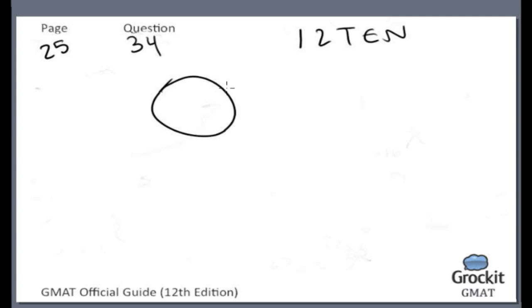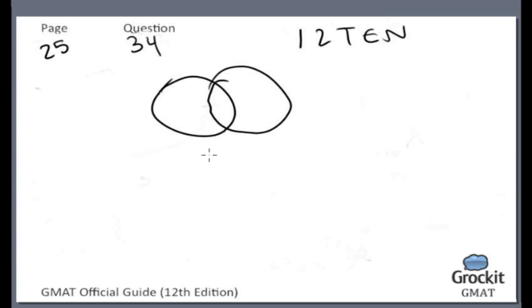So page 25, number 34. Of the companies surveyed about the skills they required in prospective employees, 20% required both computer skills and writing skills. What percent of the companies surveyed required neither computer skills nor writing skills? So this one's clearly going to be one of our overlapping set problems. It's always helpful to write this out in the Venn diagram form to keep track of what's what.